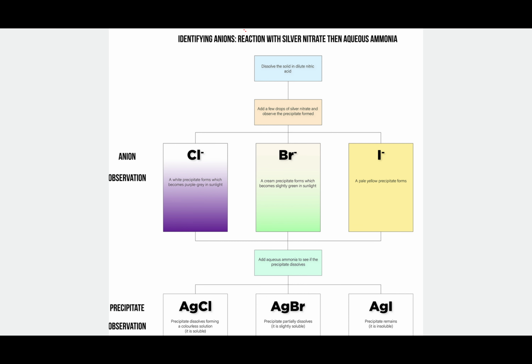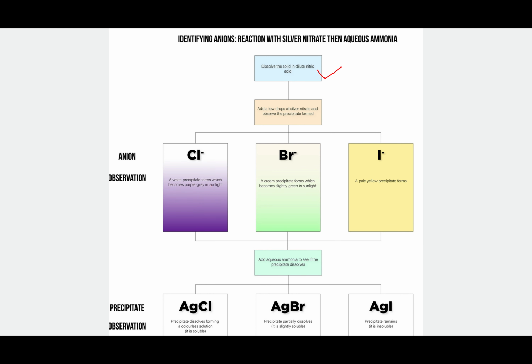Here now, we're going to have the reaction of our anions with silver nitrate, then aqueous ammonia. So first we dissolve the solid in nitric acid, right? And then we add a few drops of silver nitrate. And here for our halides, we will see that chloride will form a white precipitate, which when exposed to sunlight gives a purplish gray color. Because as we know from rates of reaction, light can increase the rate of a decomposition, or any type of reaction like that.